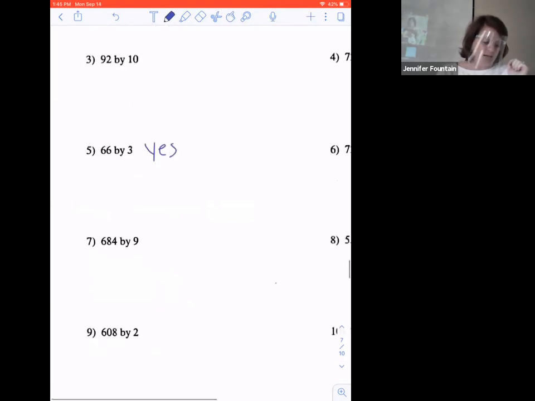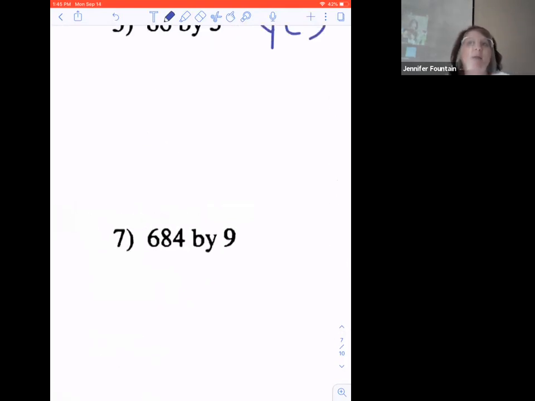What about by 9? How do we test if it's divisible by 9? Well, we add the digits again to see if it's divisible by 9. So 6 plus 8 plus 4. 6 plus 8 is 14. And 14 plus 4 is 18. Is 18 divisible by 9? Yes. So for 9 and 3, the rules are add them up, but for 3, add them up and see if that number is divisible by 3. For 9, add them up and see if that number is divisible by 9.